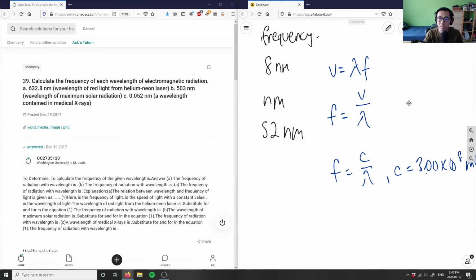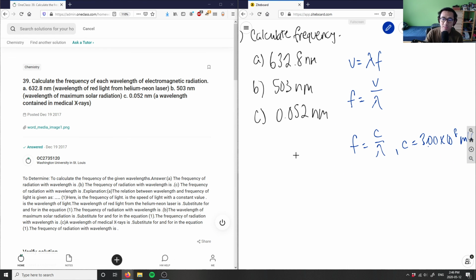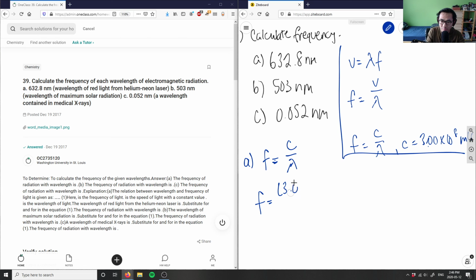Okay, so given that, we can simply calculate these here, right? For A, I simply know that F equals C over lambda. We know that C is equal to 3.00 times 10 to the power of 8 meters per second. And because we're in nanometers here, we're going to convert nanometers back into meters, right? A nanometer to meters is 1.00 times 10 to the power of -9.